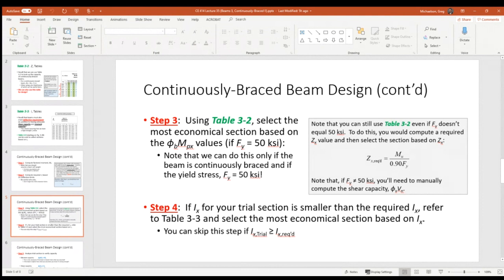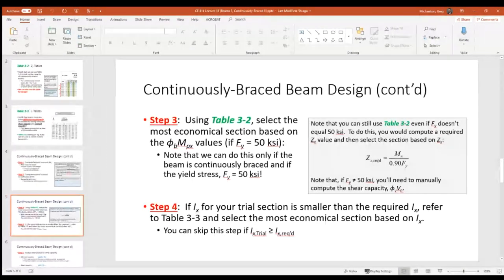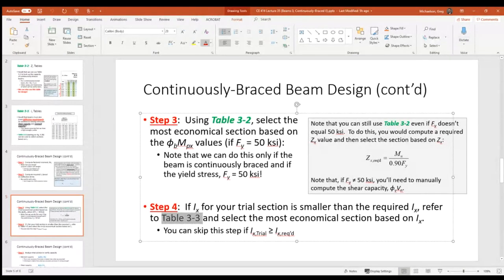Now, when you look up a section based off of table 3.2, it is possible that the section here. Let me do my formatting here. Let me make sure that that's clear.